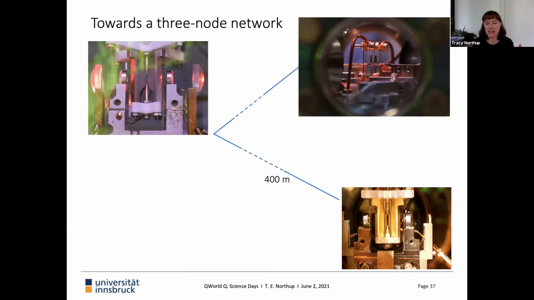I think that was what I was saying, that an example of an application would be a blind quantum computing protocol, and that's something you could test with 2 nodes, but then you could extend it to multiple users with 3 nodes, for example.